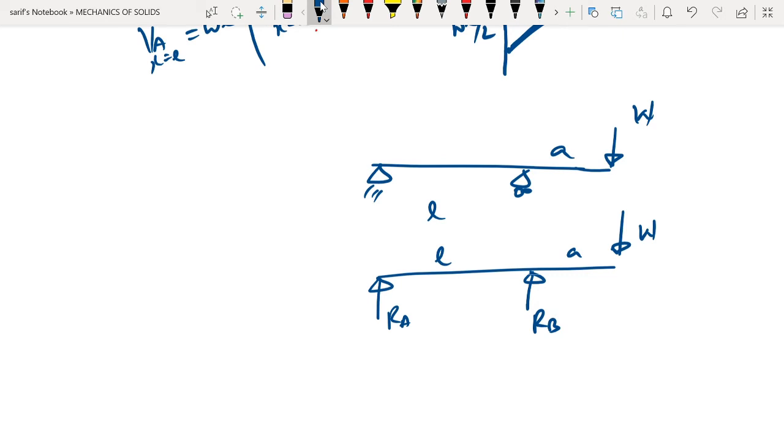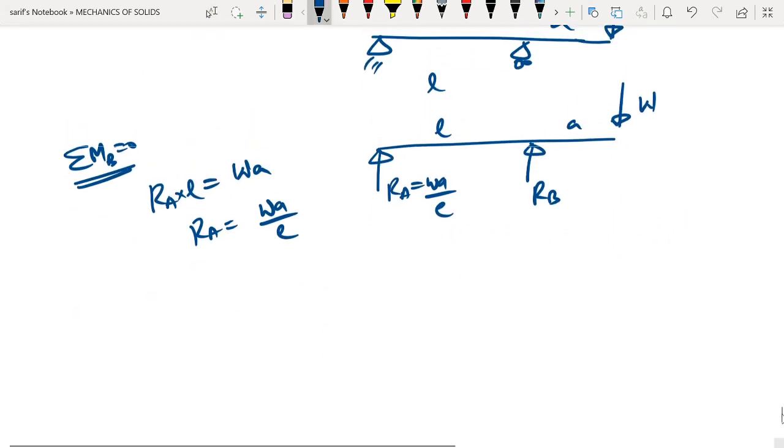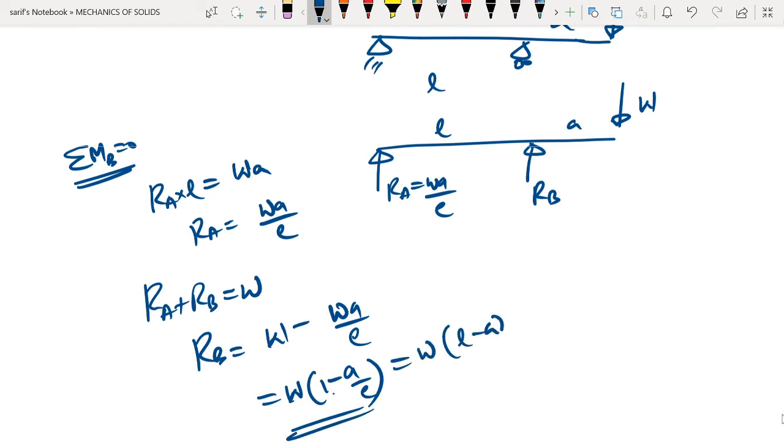If you take sigma m about B equal to 0, RA into L is equal to W into A, so you will get RA equals WA divided by L. So RA is WA divided by L. Then we have RA plus RB is equal to W. So RB is equal to W minus WA divided by L. So this is W into 1 minus A divided by L, or you may rewrite it as W into L minus A divided by L. So this will be the expression for RB.